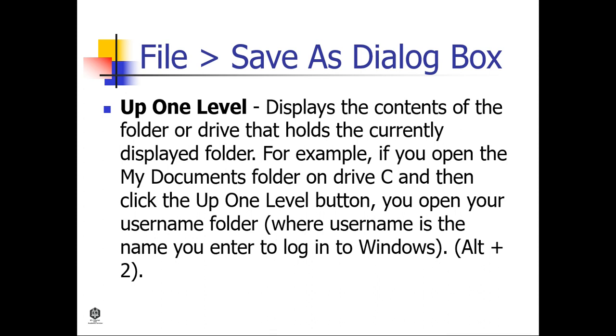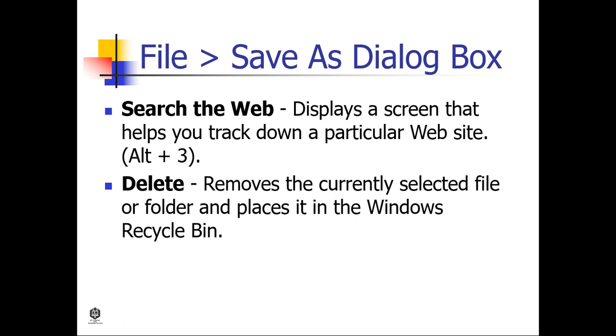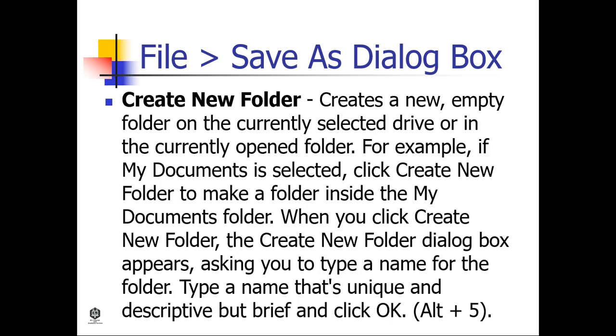Up one level displays the contents of the folder or drive that holds the currently displayed folder. For example, if you open the My Documents folder on drive C and then click the Up one level button, you open your username folder, where username is the name you enter to log into Windows, then Alt 2. Search the web displays a screen that helps you track the particular website, or Alt 3. And delete removes a currently selected file or folder and places it in the Windows recycle bin.